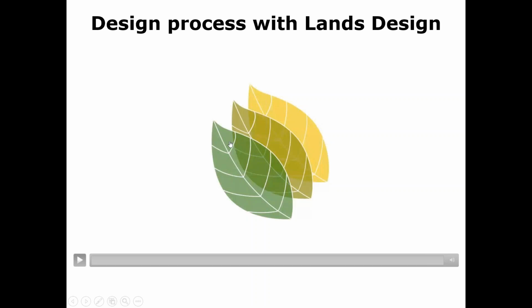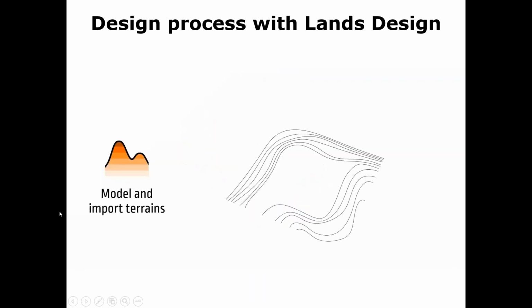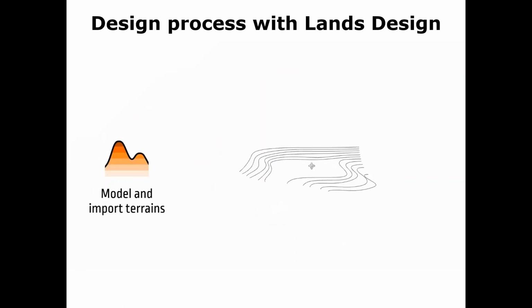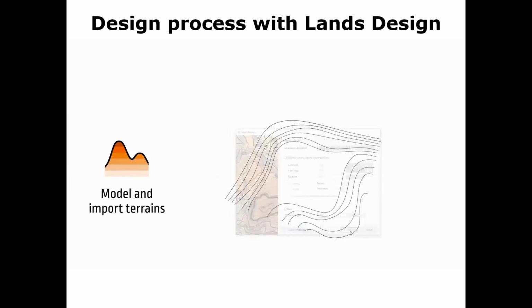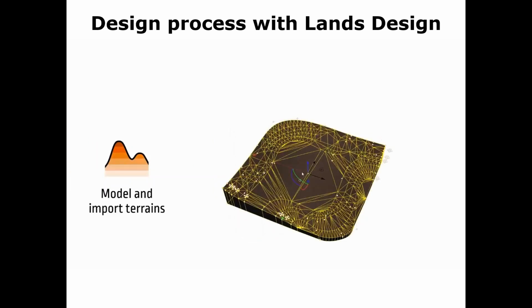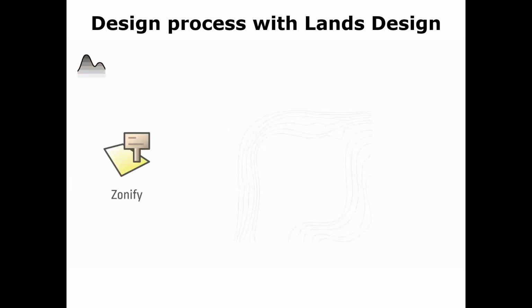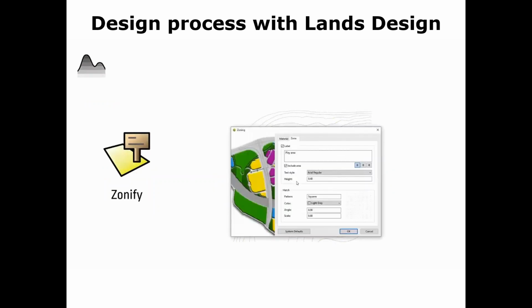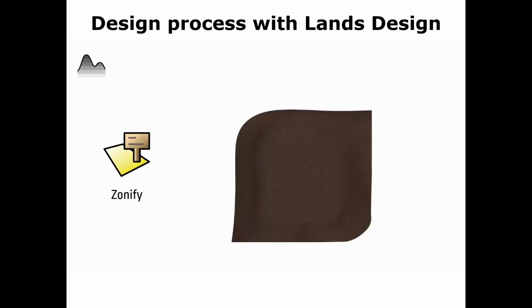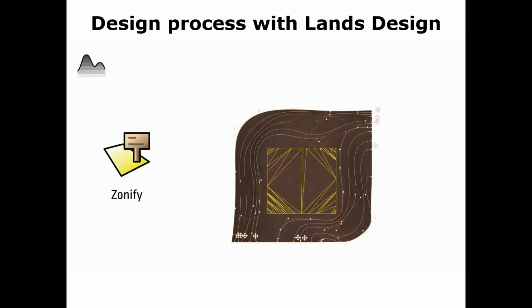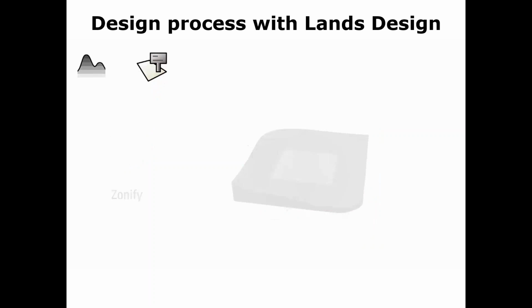This is the design process with Lens design. It's summarized in this short video. As you see, you can model the terrain by elevating some curves and then create the terrain from that. Then you can modify the terrain. You can zonify your project into different zones. It gives you the area, and you can also assign different textures to different zones of the area.